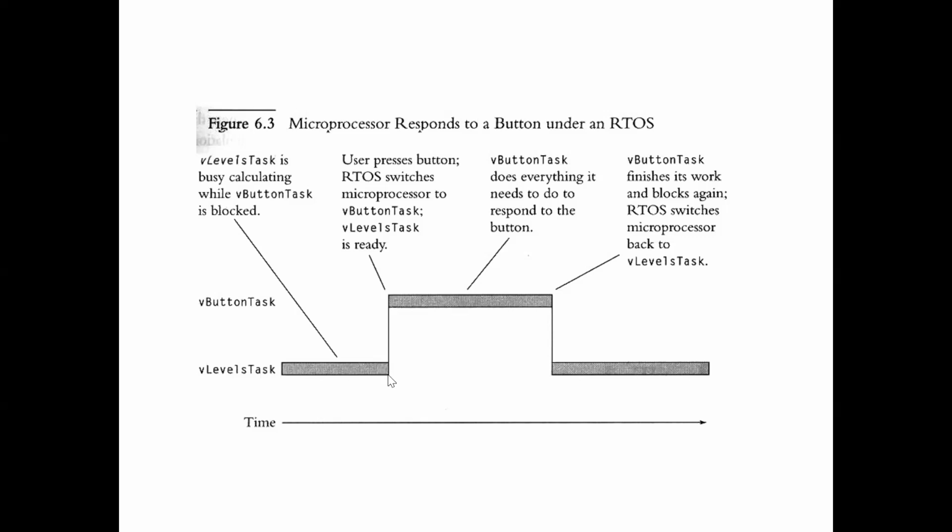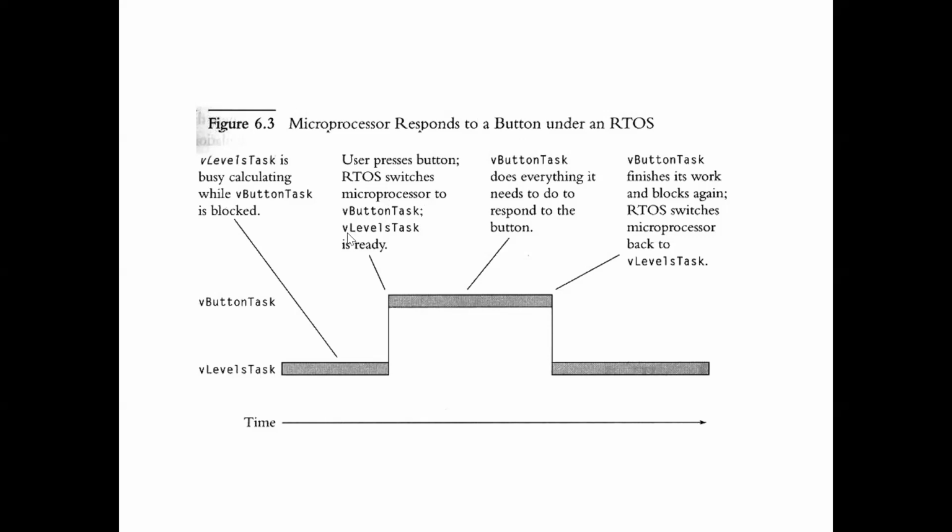Okay, and this diagram shows one transaction from bottom to top. So this shows that some user, that is the second statement, the user presses the button. So now let some user come and he has pressed the button. What will happen? RTOS switches the microprocessor to the button task. Why? Because the button task has the highest priority. That is what we have defined in the RTOS code. Because the button task has the highest priority, RTOS will switch the microprocessor or microcontroller to the button task.